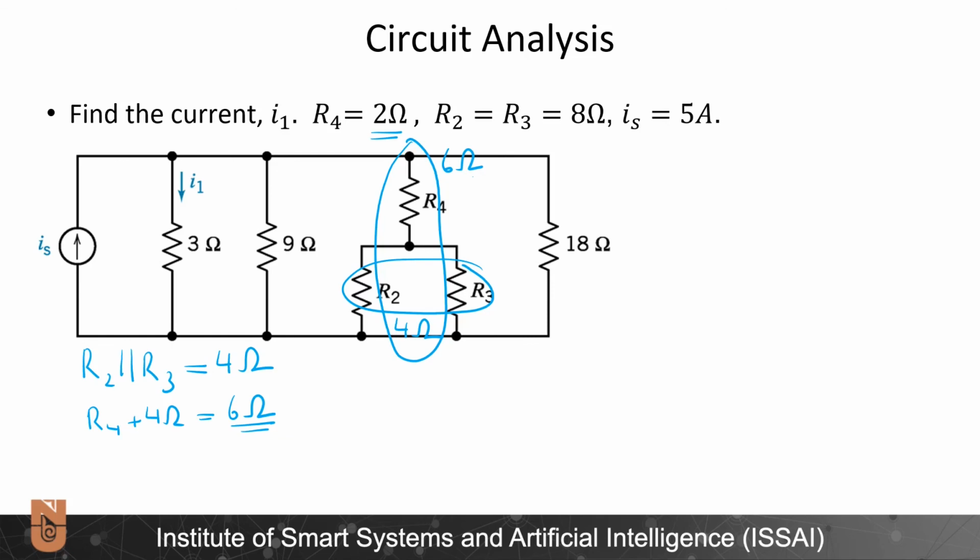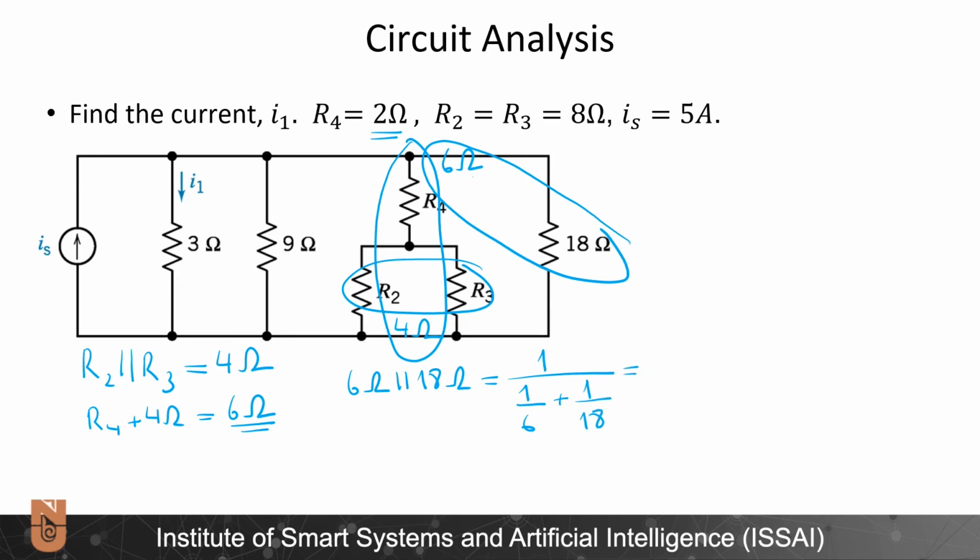6 ohms is in parallel with 18 ohms. So I will reduce these two. 6 ohms in parallel with 18 ohms will be equal to 1 over 1 over 6 plus 1 over 18, which is equal to 6 times 18, 108, divided by 24. And this will be, if I'm not wrong, 4.5 ohms.